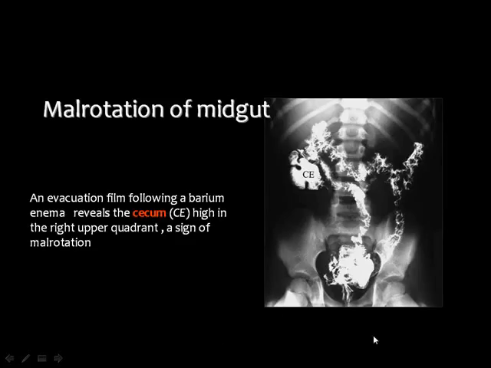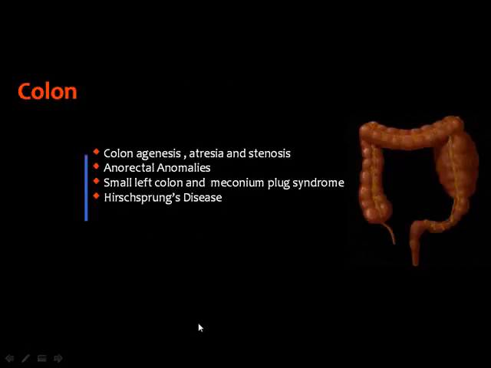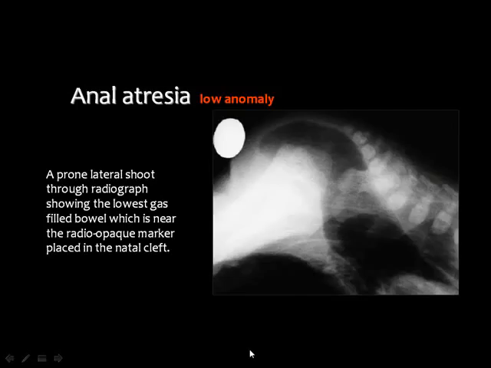Then one of the lesions in the intestine generally is the malrotation of the bowel. And here you can see the cecum, instead of being in the right iliac fossa, is high up below the liver, diagnostic of one of the forms of intestinal malrotation. Then the colonic lesions can be assessed, including the agenesis or atresia and the stenosis as well, anorectal anomalies, small left colon or meconium plug syndrome, as well as Hirschsprung disease.